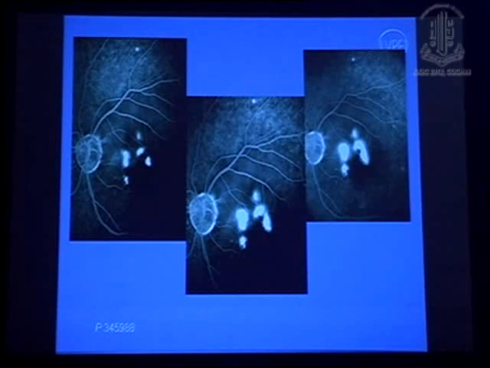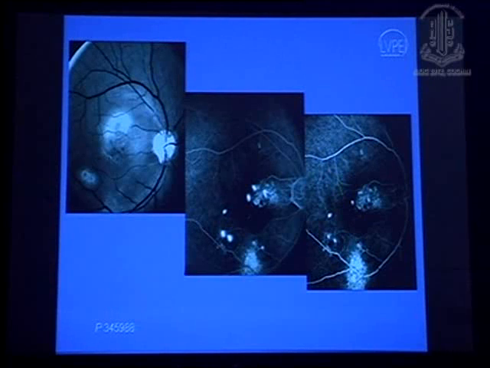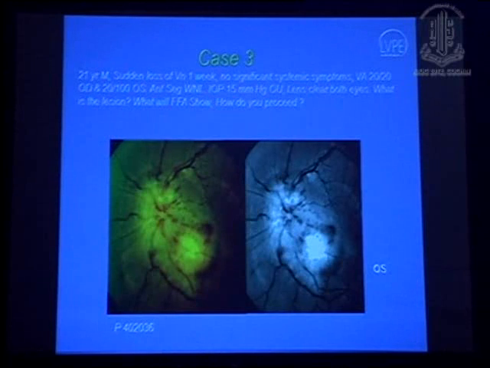This lady: multifocal CSR. Multifocal CSR, yes, excellent. This is the FFA picture which is showing multiple leaks, and this is the other eye confirming the diagnosis. This lesion, who will tell what it is? This area, this is abnormal.